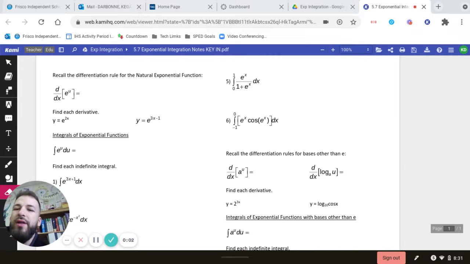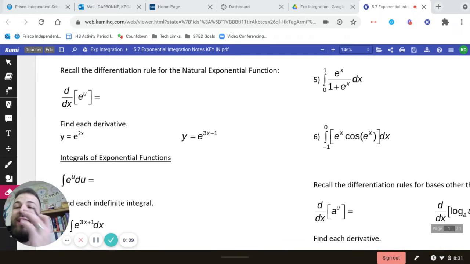Hey y'all, today we're going to be talking about exponential integration. It's really one of our last integration rules that we're going to go over for chapter 5. So we are just about at the end.